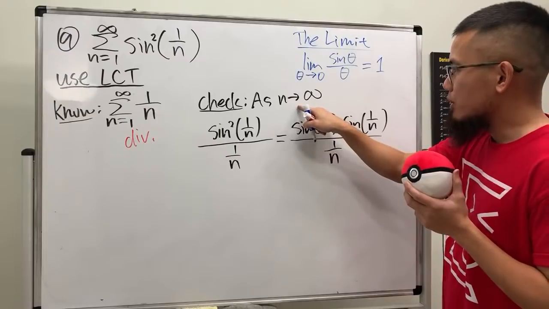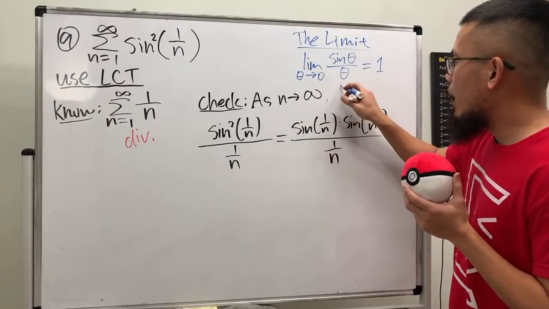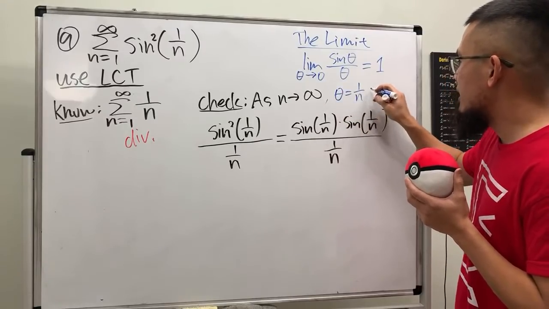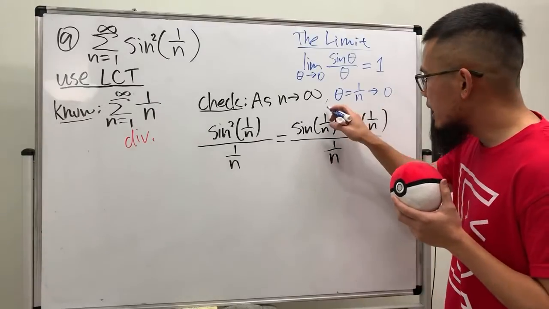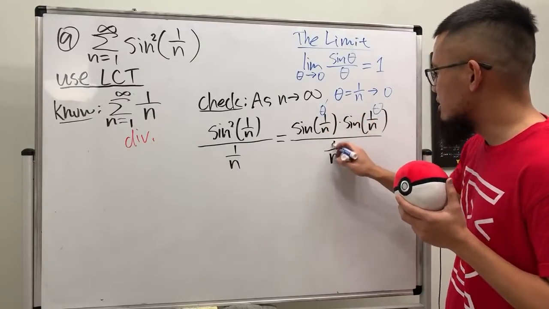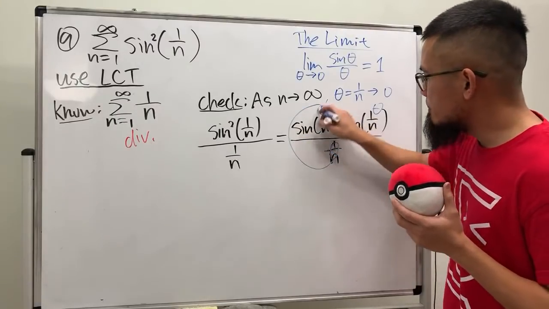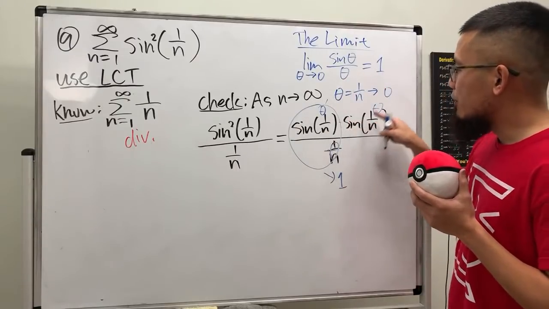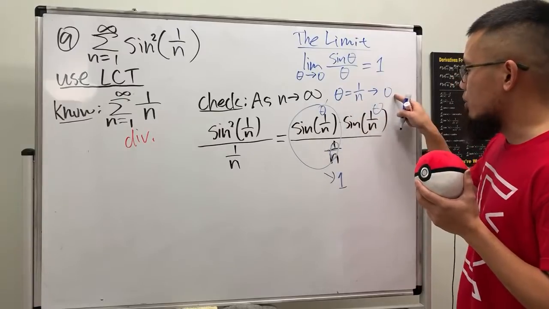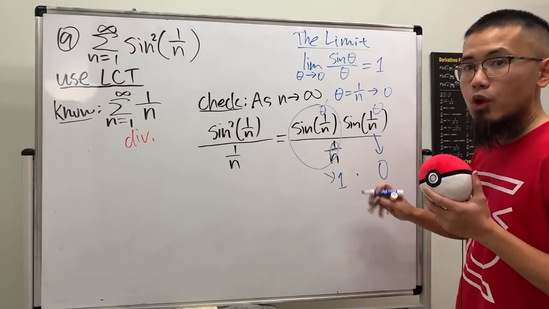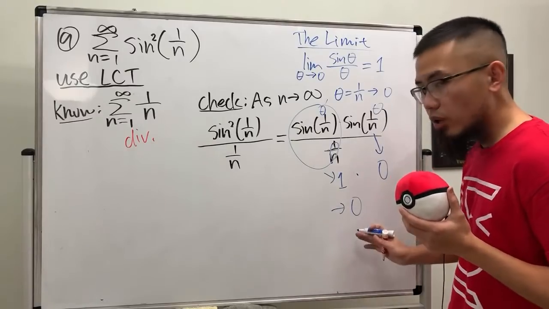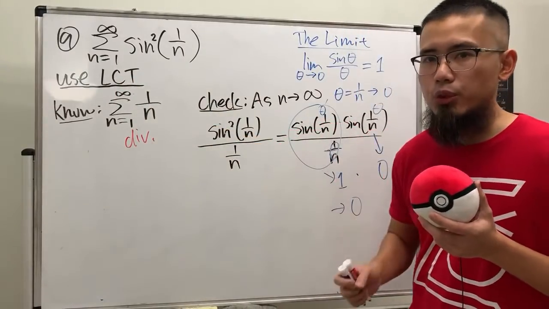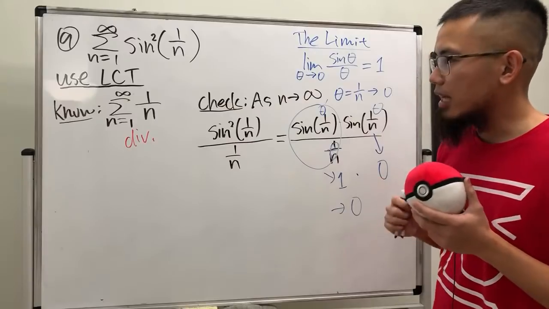Anyway, as n goes to infinity, you know that we can take 1 over n to be theta. So I can just write down theta as 1 over n, and this right here will be going to 0. So if you look at this as theta, and this as theta, this part goes to 1 by the limit, but sine of theta, as theta goes to 0, goes to 0. 1 times 0 gives you 0, and unfortunately, when we use the limit comparison test, 0 doesn't do a thing for us.